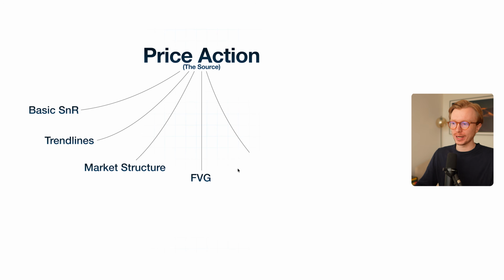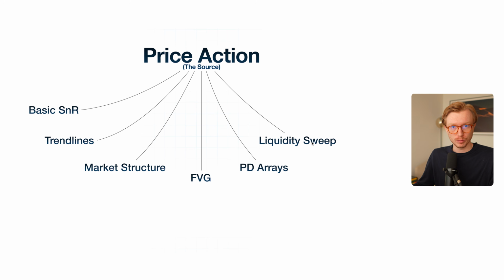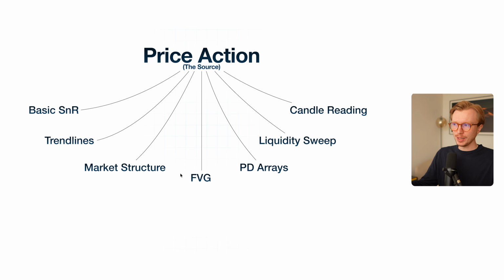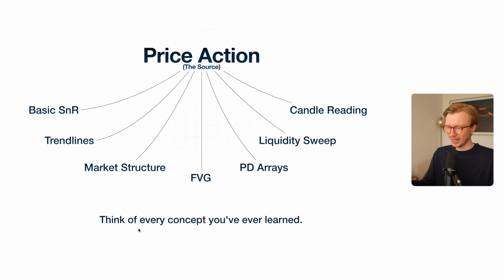So if we move on right here, then PD arrays, for example, they're also based on price action. Then we see right here, we have liquidity sweeps. These are also based on price action. Or for example, candle reading right here. So for example, a doji candle or those different types of candles, it's all based on price action because it's all based on what you are seeing right here with those candlesticks. That's it. So think about what the source is. The source is those candlesticks. That's price action. Now I've named a couple of technical analysis concepts right here, but think of every concept that you have ever learned, that you have ever been taught. Every concept falls under this. It's all based on price action.